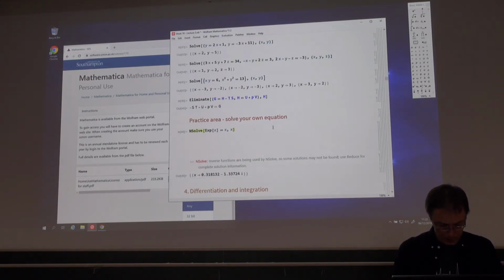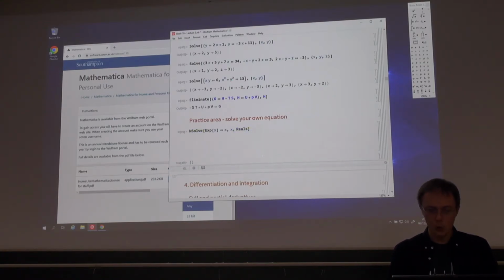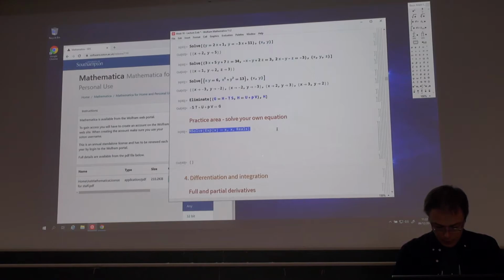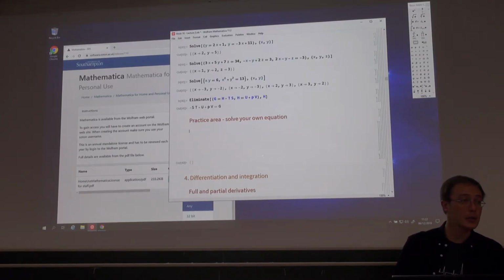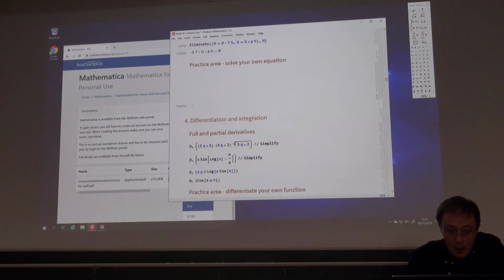We can probably ask it for a real solution, in which case the solution doesn't exist, and so on. So you can have plenty of practice with that. And at your laboratory practicals, for example, to test that you've done some calculation correctly, this is really quite useful.